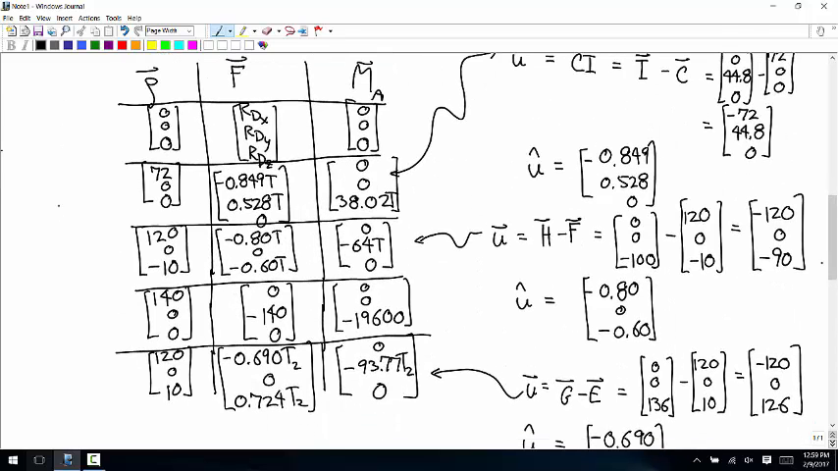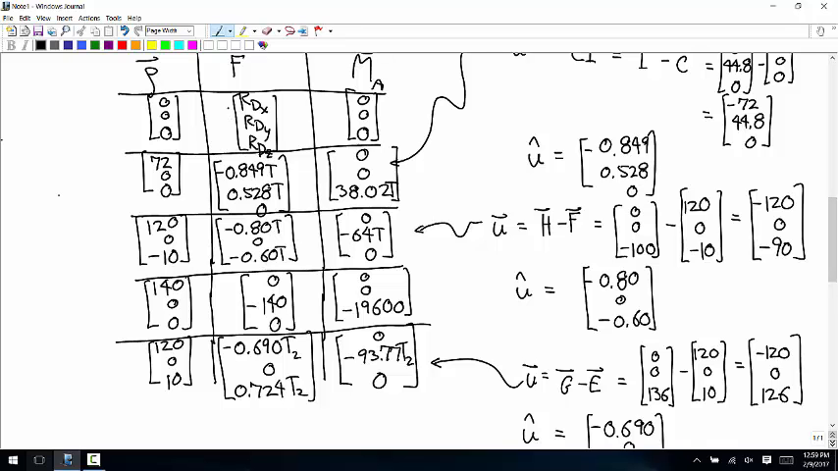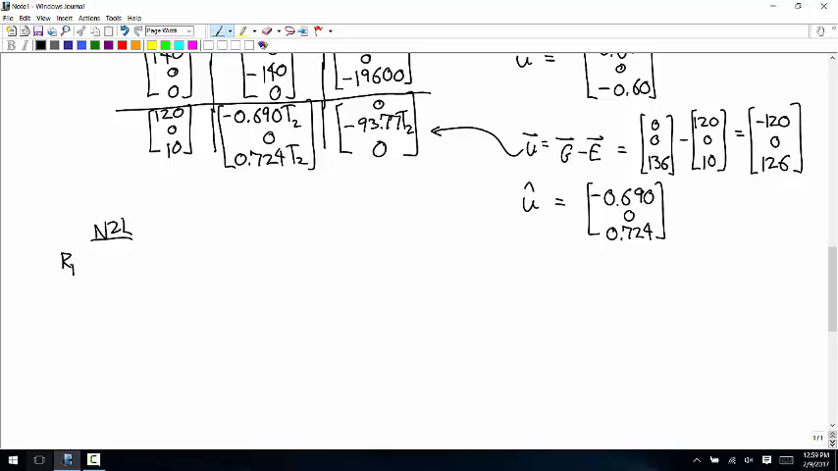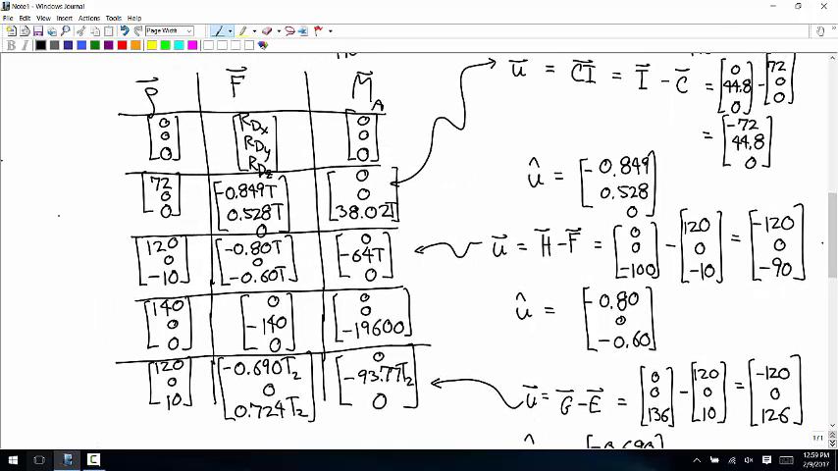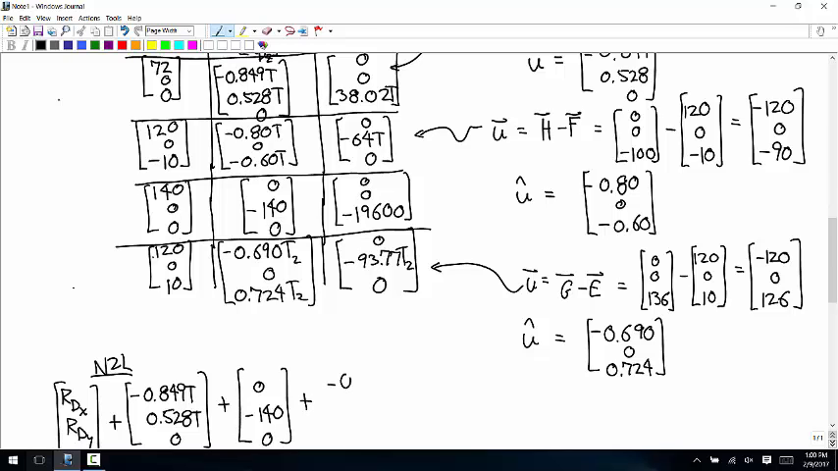Okay, so now Newton's second law says that our D vector plus negative 0.849 T, 0.528 T, 0, plus 0, negative 140, 0, plus negative 0.690 T2, 0, 0.724 T2.